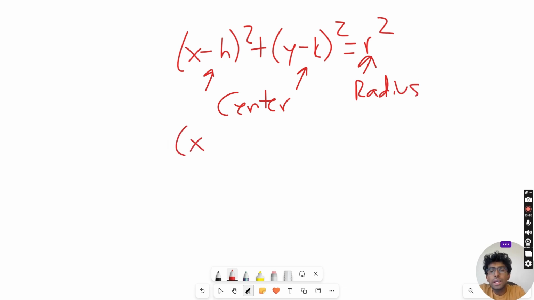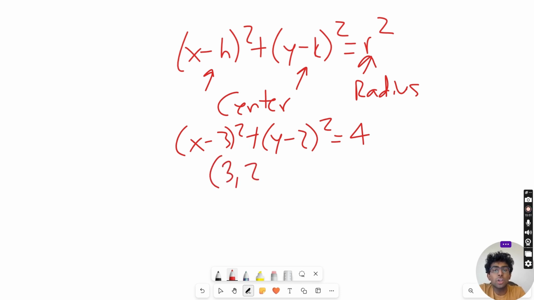So if I have an equation, x minus 3 squared plus y minus 2 squared equals 4, that means that my center is going to be 3, comma 2. Remember, these negatives are part of the equation, so they're positive technically. 3, comma 2, that is my center. And my radius, remember this is r squared, so our radius is going to be the square root of 4, which would be 2. So that would be our radius.